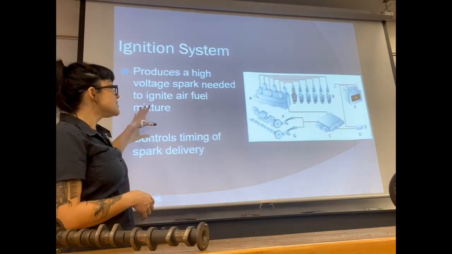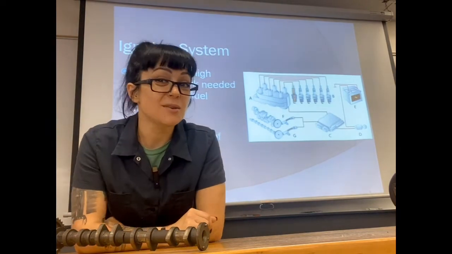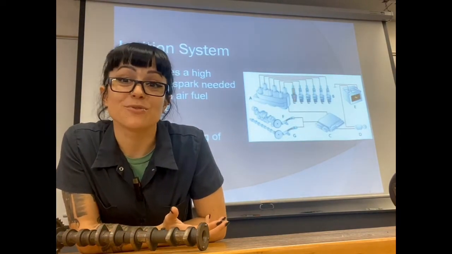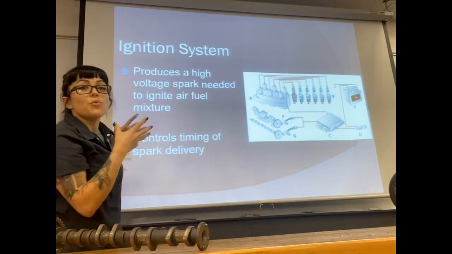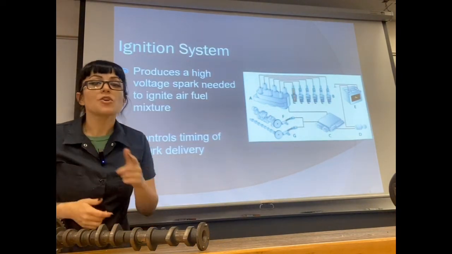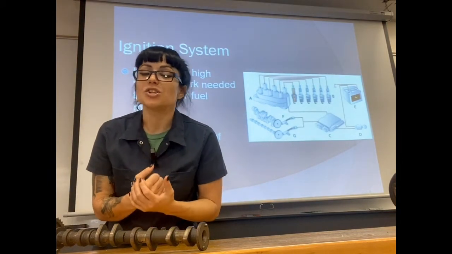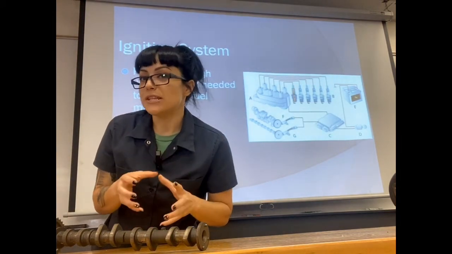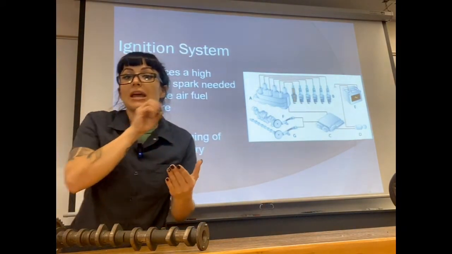Our ignition system produces a high voltage spark. When I say high voltage, we could be talking around 60,000 volts. Lots of high voltage, enough to make you pee your pants. Why do we need such a high voltage? You are creating a lightning bolt, and the reason why we need that voltage, we'll talk more about what voltage is, but it really is a pressure that is pushing electrons through.